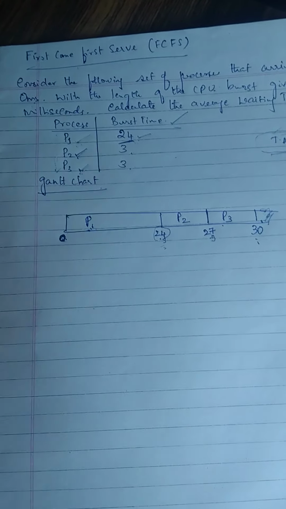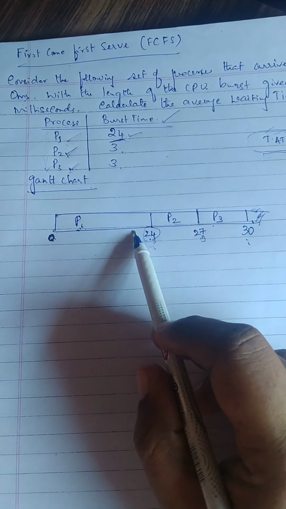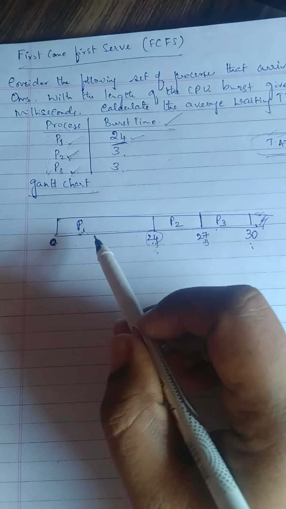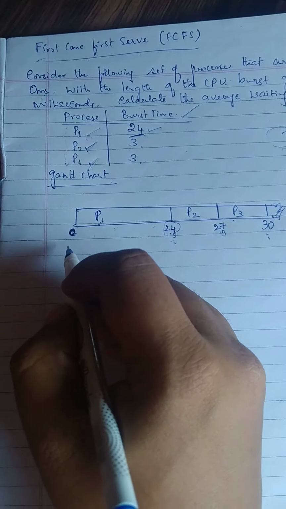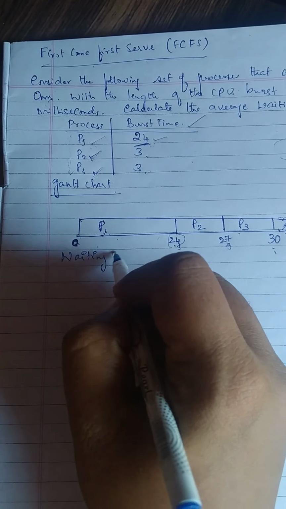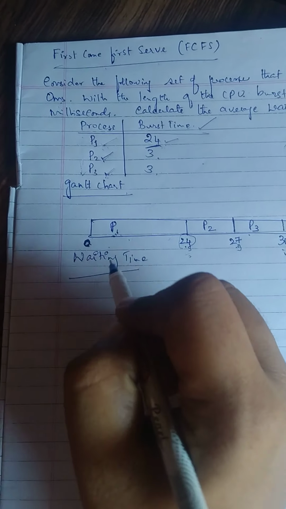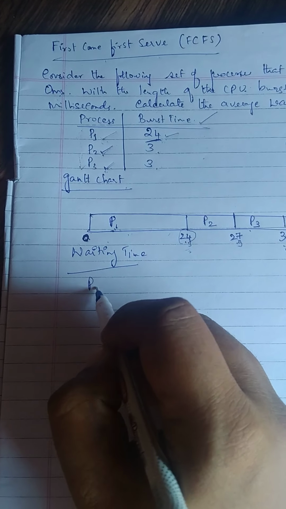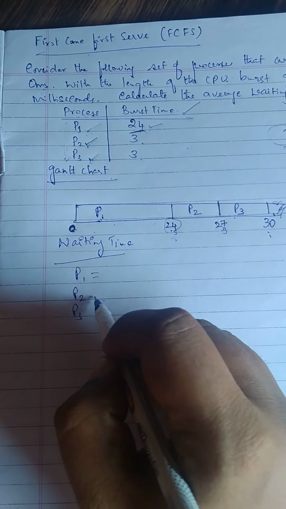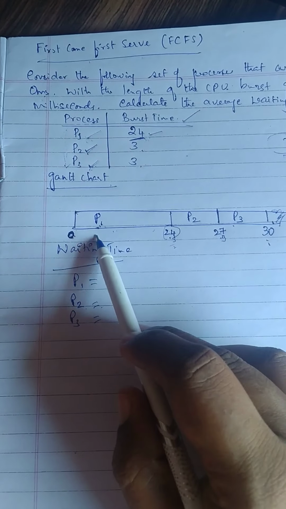Non-preemptive. So what do you mean by non-preemptive? Once the process is given to a CPU, then forcefully you cannot take the process away from the CPU. Now you have to calculate the waiting time. Okay. So waiting time for each of the process P1, P2, P3. So we will see what is the waiting time for each of the process.